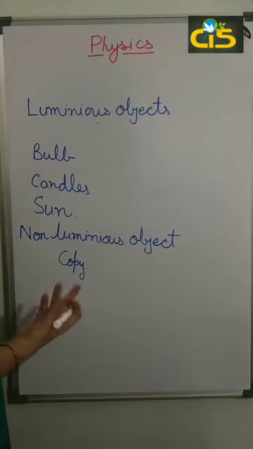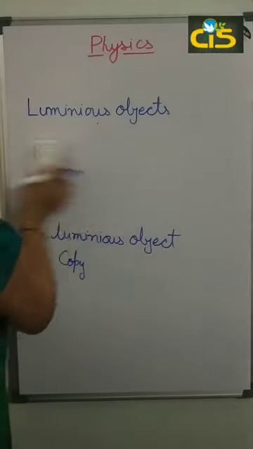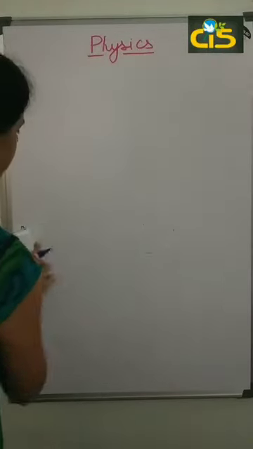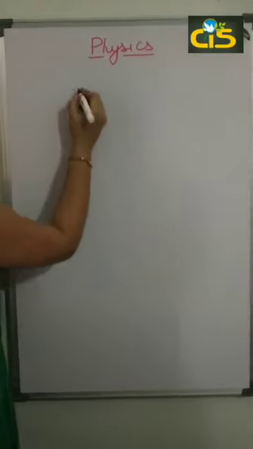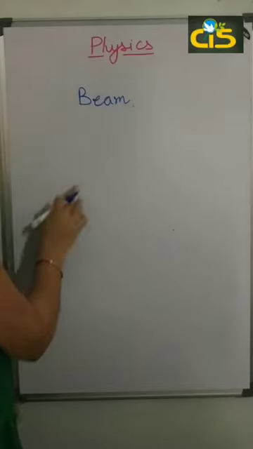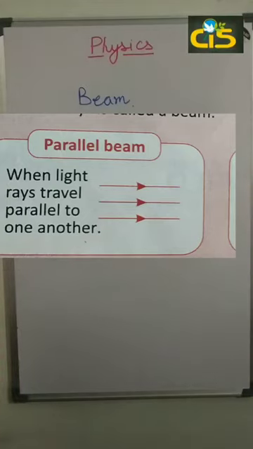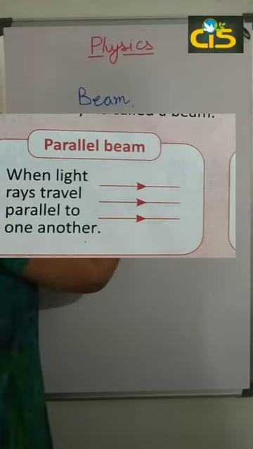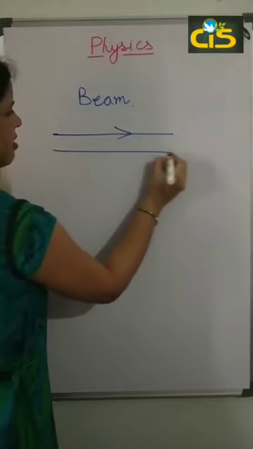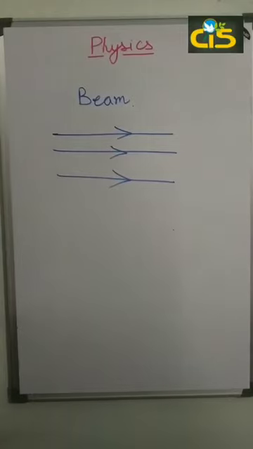Now I will explain about the beams. What are beams? Just see here. Here we have three types of beams. First one is the parallel beam. Just see this one, parallel beam, which travels in a straight line. This one is called parallel beam.